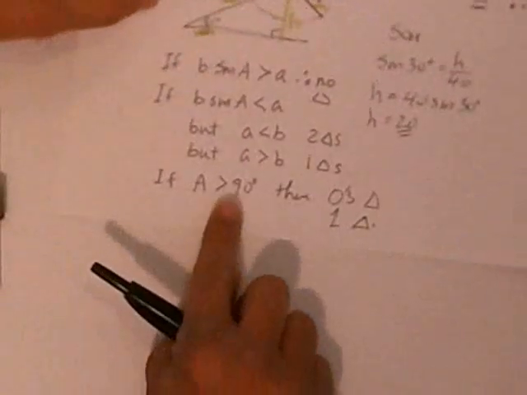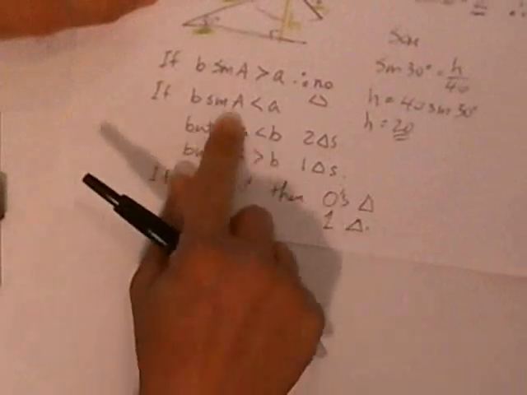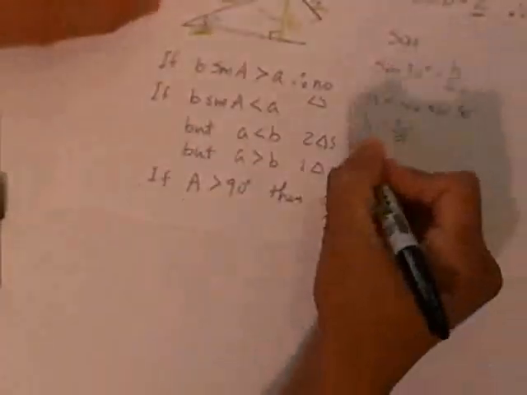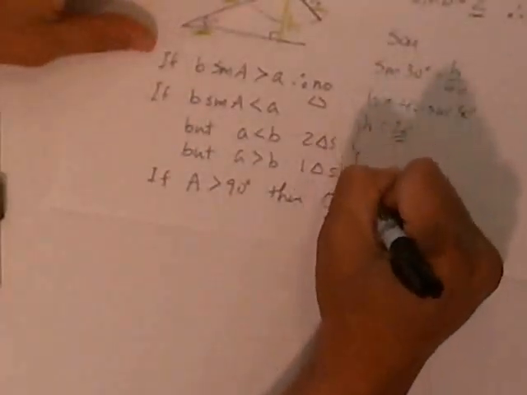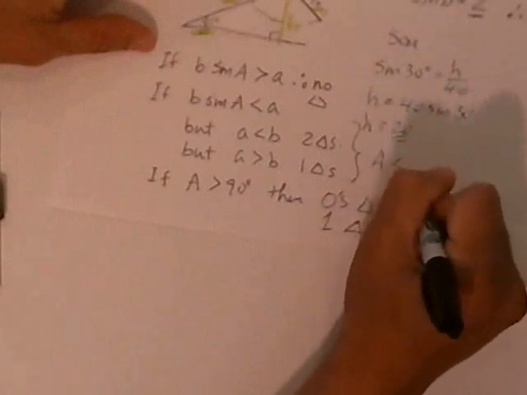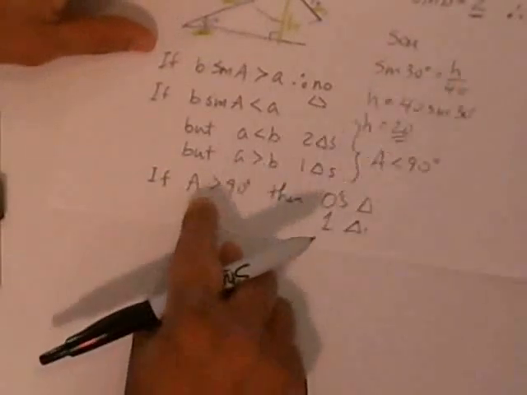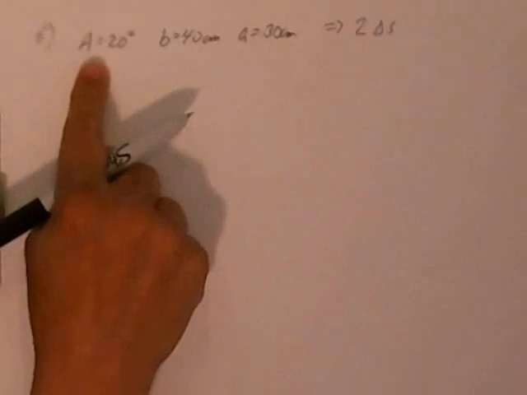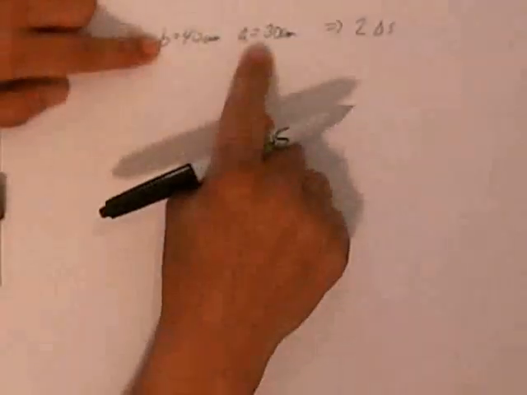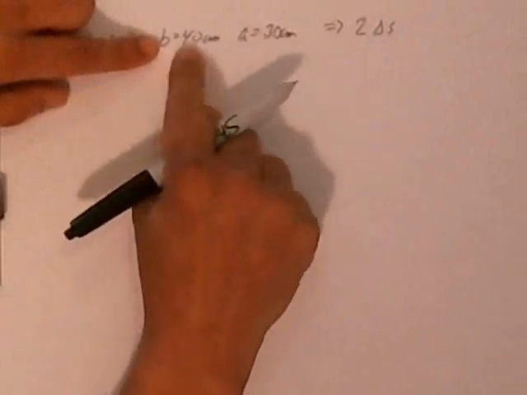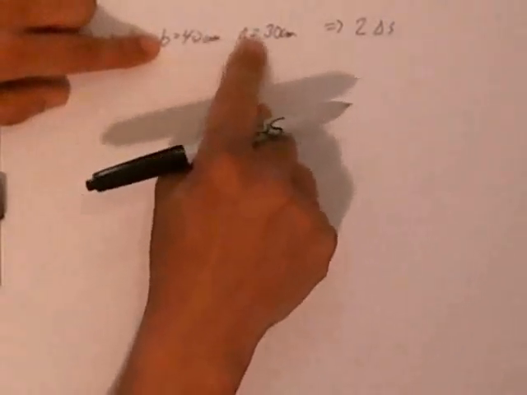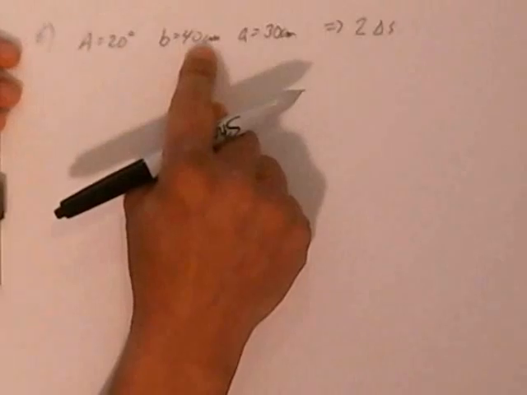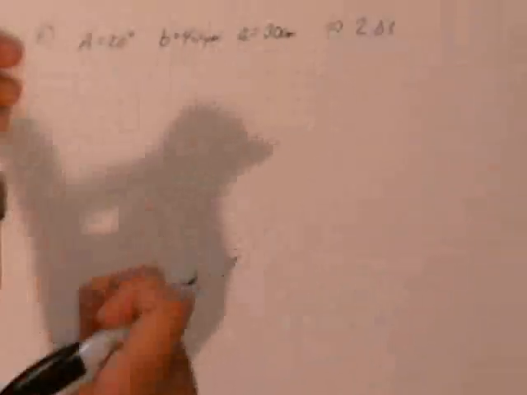You noticed earlier that if A is greater than 90, there's going to be 0 or 1. And of course, in this situation right here, A has to be less than 90 degrees. That's the case right over here. A is less than 90, it is equal to 20. And definitely little a is smaller than b, so therefore we're going to have maybe 2 triangles or 1 triangle or no triangle. But let's see what happens.